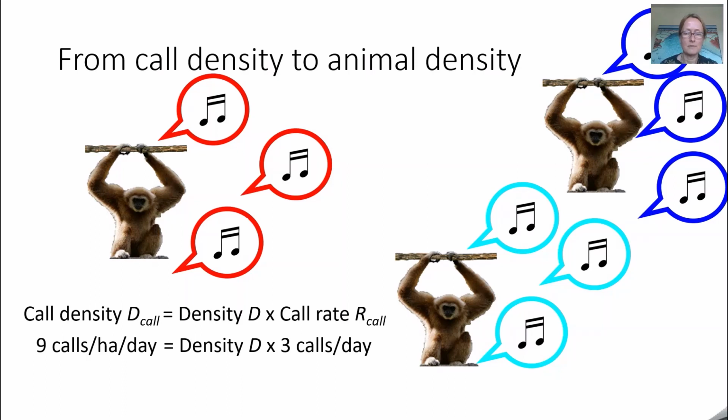What we do have is an estimate of call density, which is 9 calls per hectare per day. And this, combined with the estimate of call rate, allows us to get an estimate of animal density, which is 3 animals per hectare. Note that animal density is given without a time unit, whereas call density is given with a time unit.